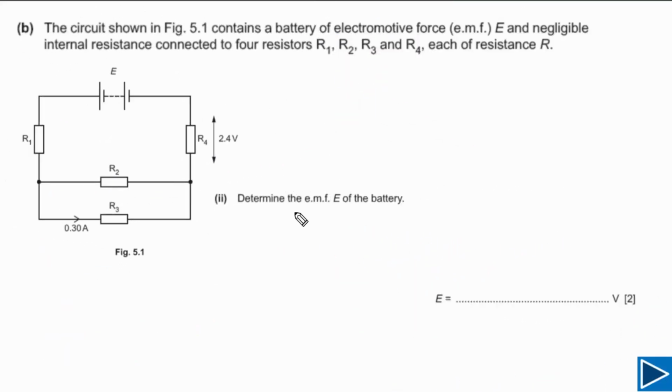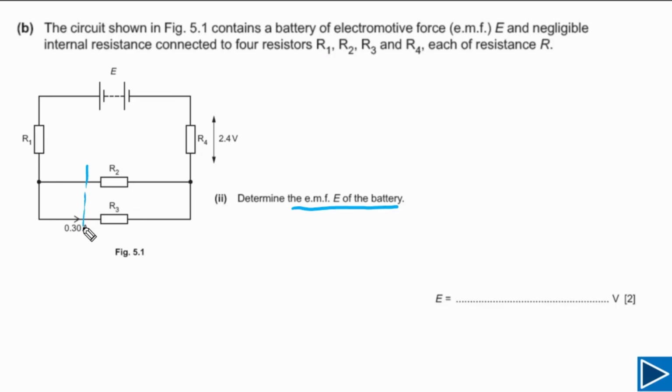For the second part, we need to determine the EMF of the battery. And the EMF of the battery, we can determine using different methods. We can use Kirchhoff's second law, or simply we can use Ohm's law. For this question, I will be using simply Ohm's law. In order to use Ohm's law, we need to calculate the total resistance of this circuit.